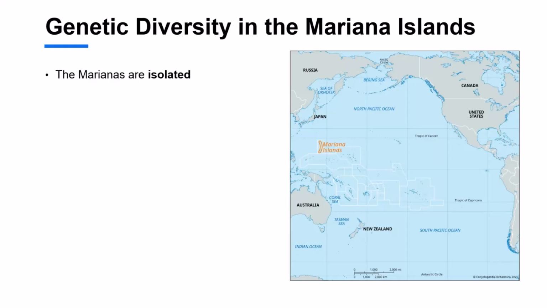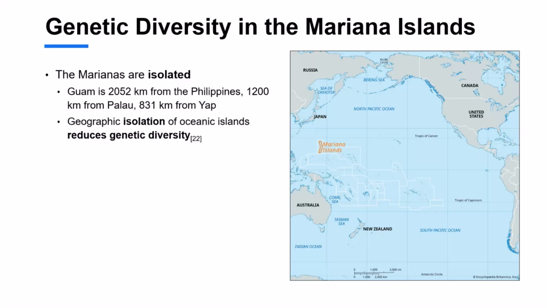For one thing, the Marianas as a system are highly isolated from other sources of incoming larvae. So Guam, as an example, is around 2,000 kilometers from the Philippines, 1,200 kilometers from Palau, and around 850 kilometers from Yap, which represent the most proximal sources of incoming larvae from external reefs. And additionally, geographic isolation of oceanic islands traditionally reduces genetic diversity. So, because of this isolation, we might expect lower degrees of genetic diversity in the Marianas compared to other regions in the Pacific.